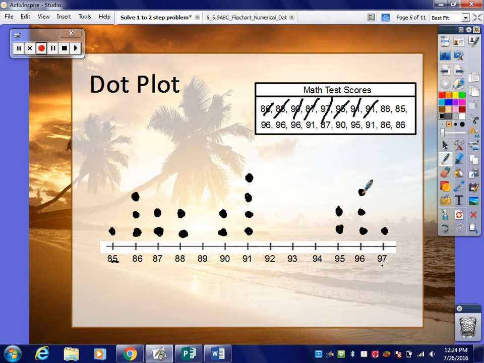Step 24, what do you know? Right. The lowest test score is 85. You gotta come up with the highest test score. 87. What else do we know?